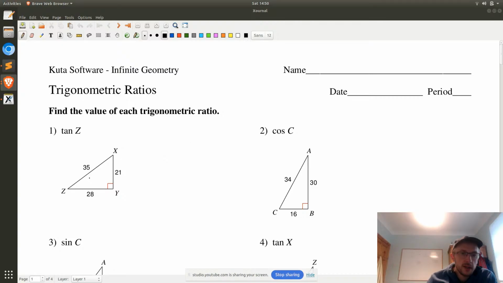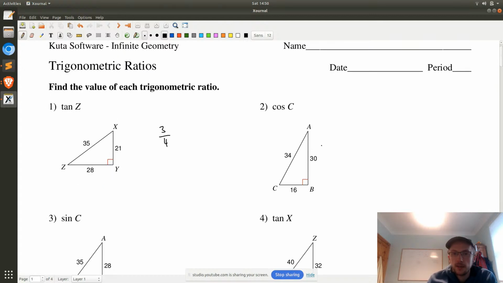All right, so in this case, the angle in question is angle Z down here. So the opposite side is 21, the adjacent side is 28. So the tangent of Z is 21 over 28, which reduces to 3/4.